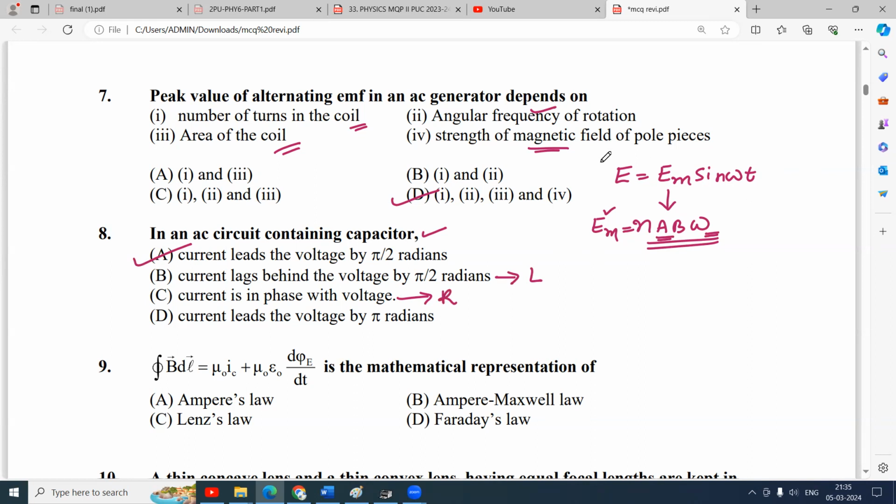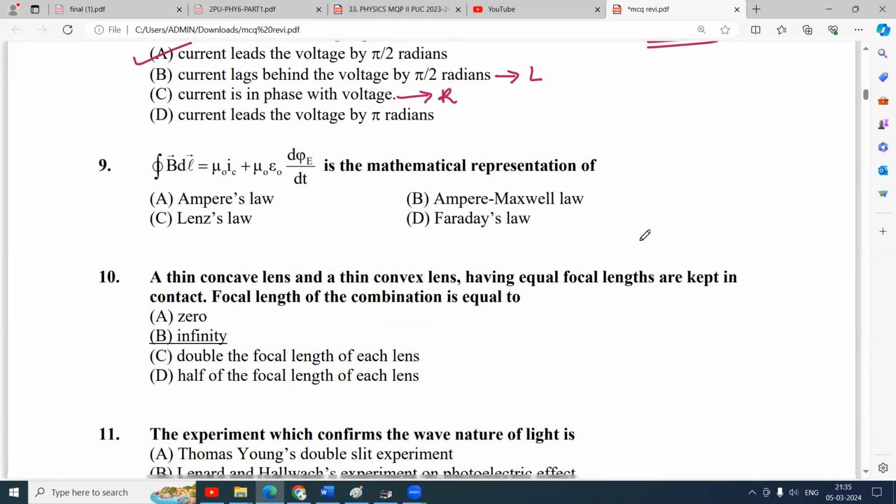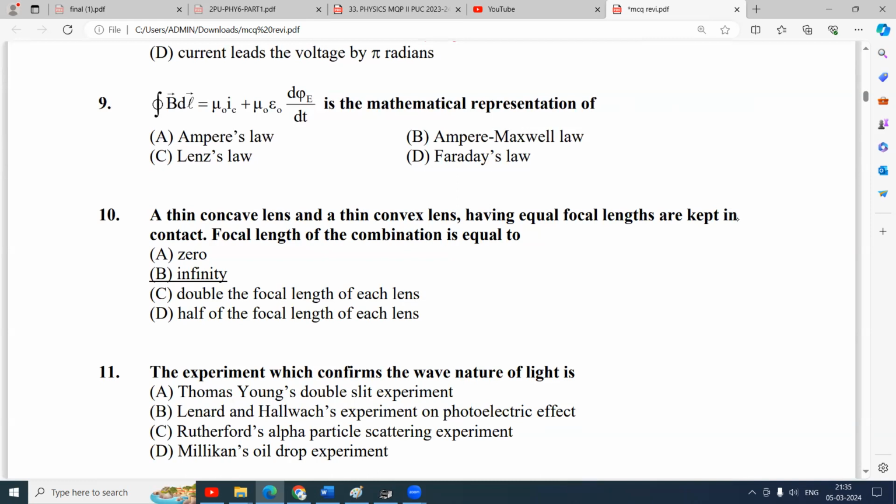Okay. Ninth one. So here is the equation. Closed integral of B dot dl is equal to mu naught into conduction current plus mu naught epsilon naught d phi by dt. Okay. So this is the equation. Now, we have this closed integral of B dot dl must be equal to mu naught times the conduction current. This is actually, sorry, this is Ampere's rule.